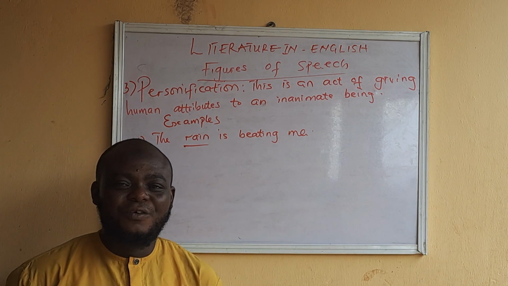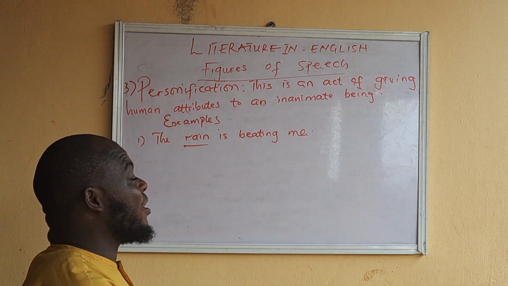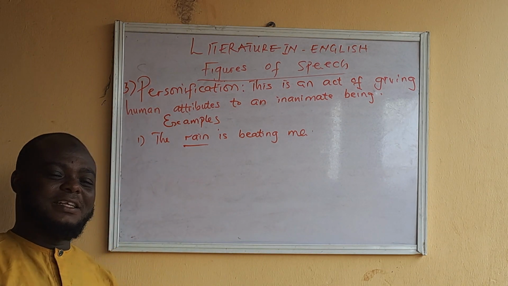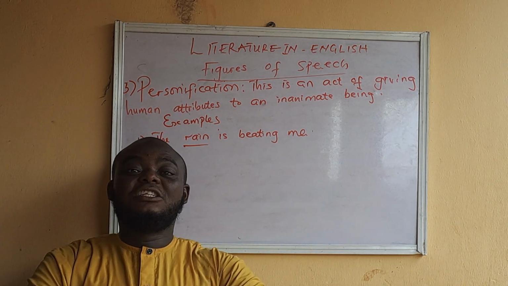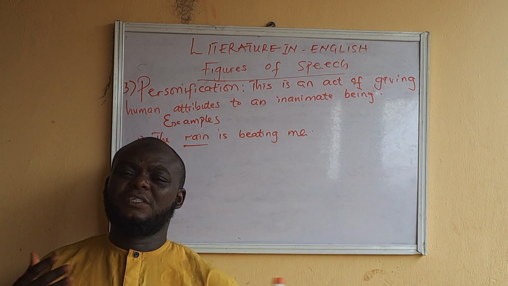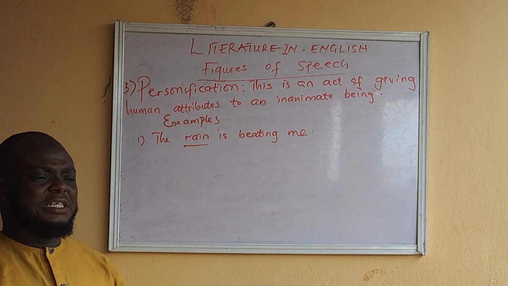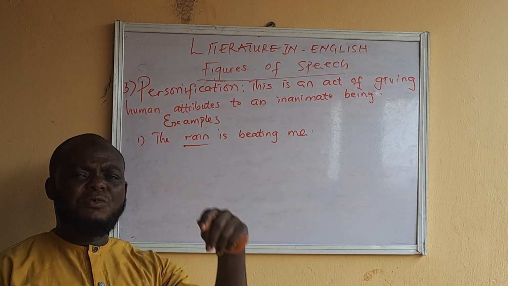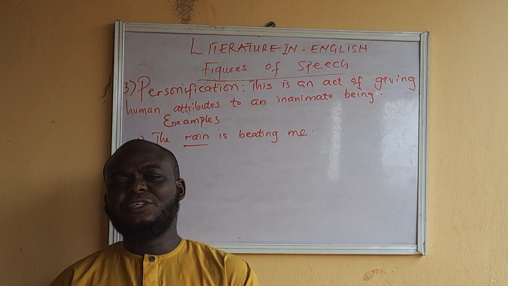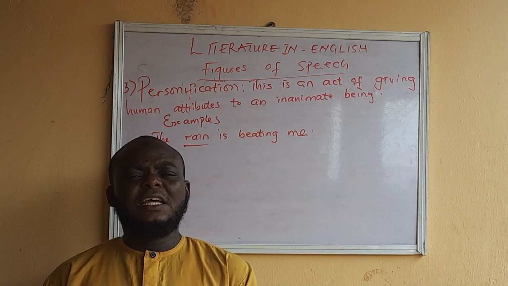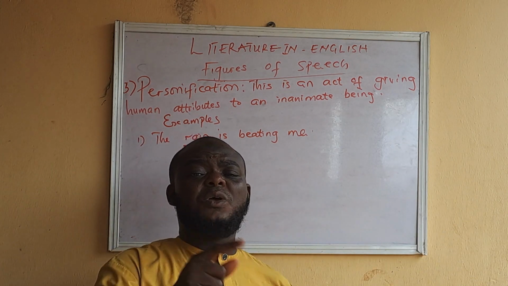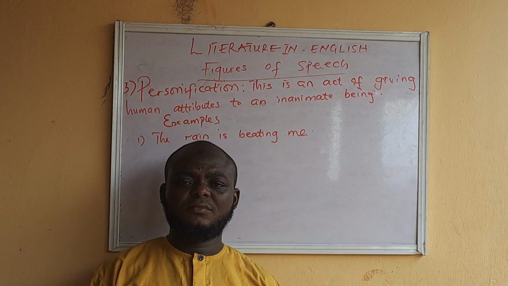Wherever you come across this type of sentence in any of the literary works, then you are having personification. It might not be "rain is beating me," but when you discover in a particular sentence you just read that a human being attribute is being given to an inanimate being, that is when we have personification.